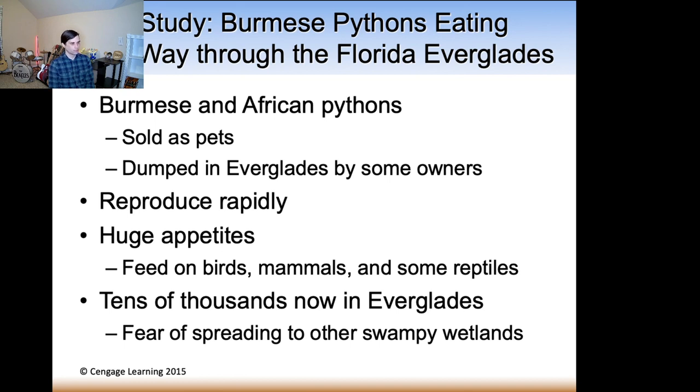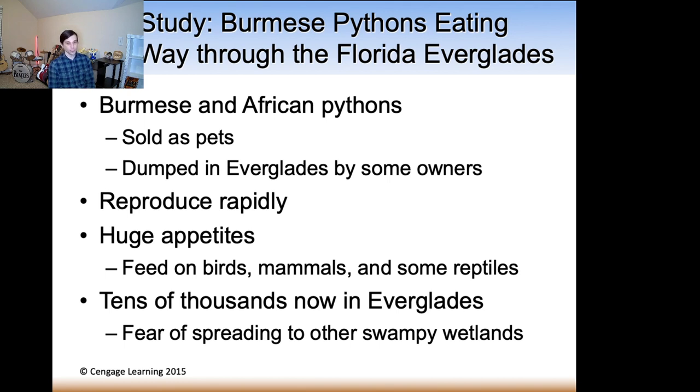So our Burmese pythons are all over the Florida Everglades. These guys are from Burma, Malaysia, Indonesia, India, places like that. They grow about 20 to 25 feet long. They weigh a couple hundred pounds. They grow pretty quickly, and they eat anything they can get in their mouth.